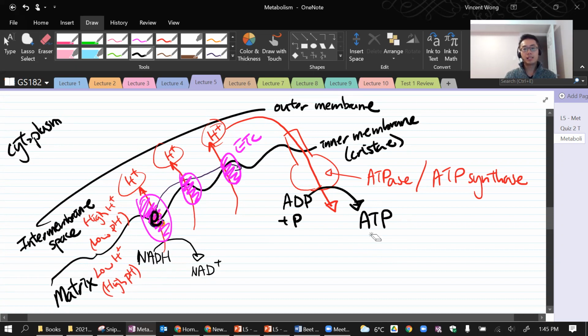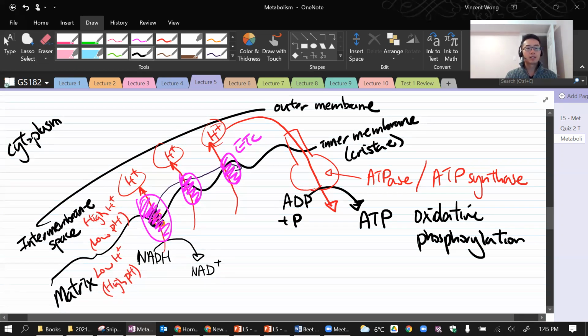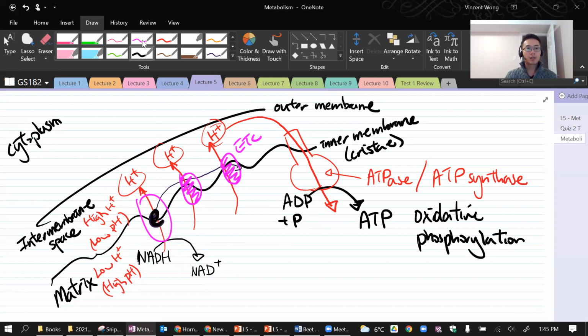Okay, so ATP produced this way is called oxidative phosphorylation, because the phosphorylation, the adding the P, is powered by oxidation reaction, right? Remember, the NADH is oxidized into NAD+, right? I keep on saying that. So that's why it's oxidative phosphorylation. Is that okay?